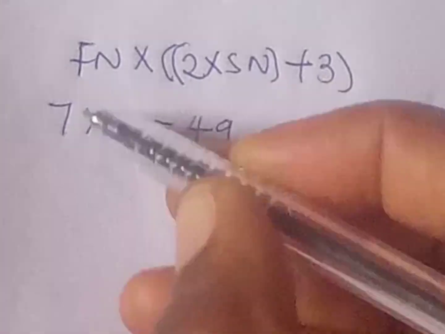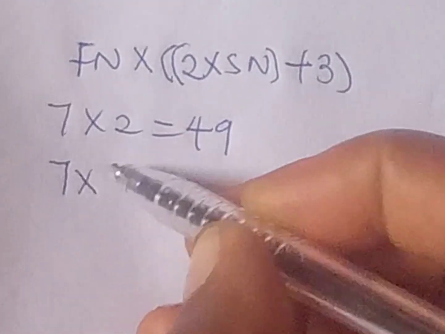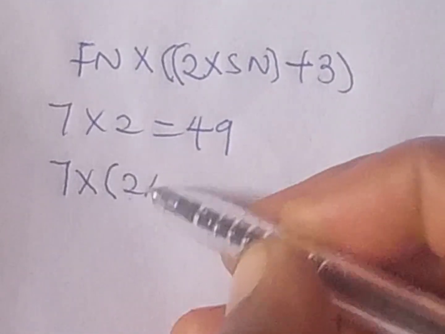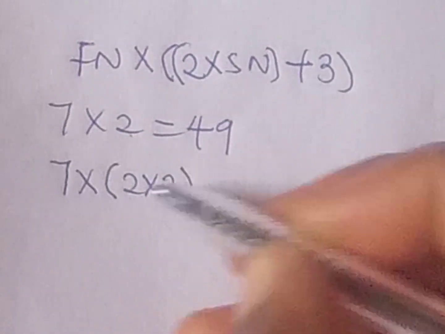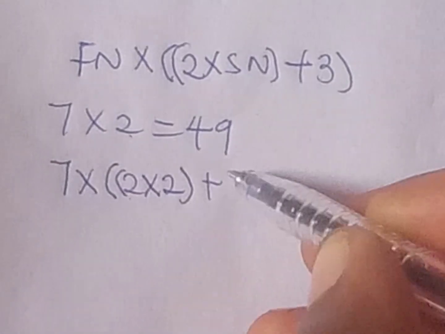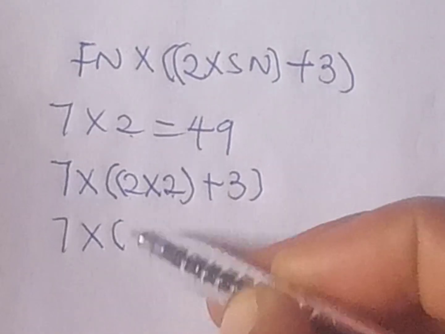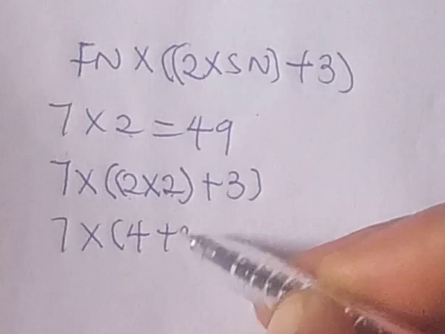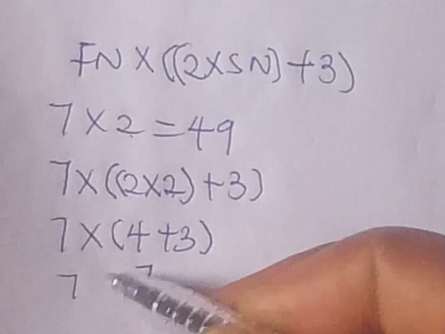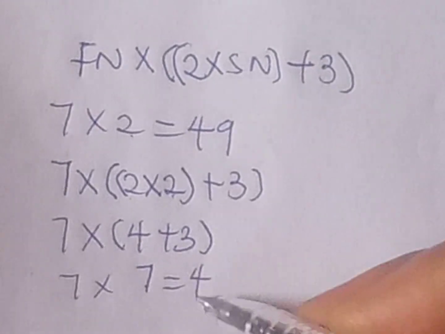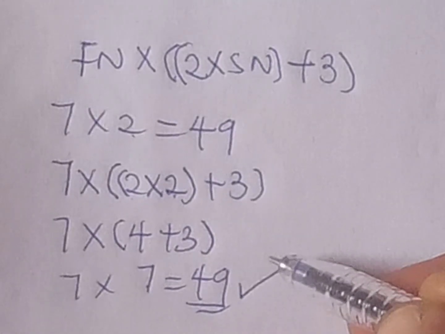You do this rule. First number says what? 7 multiplied by, in bracket, 2 times second number, which is 2, close bracket, plus 3. So 7 times, 2 times 2 is 4. 4 plus 3, now 4 plus 3 is what? 7. 7 times 7 will give us 49, which is perfect. Now let's solve the second line.